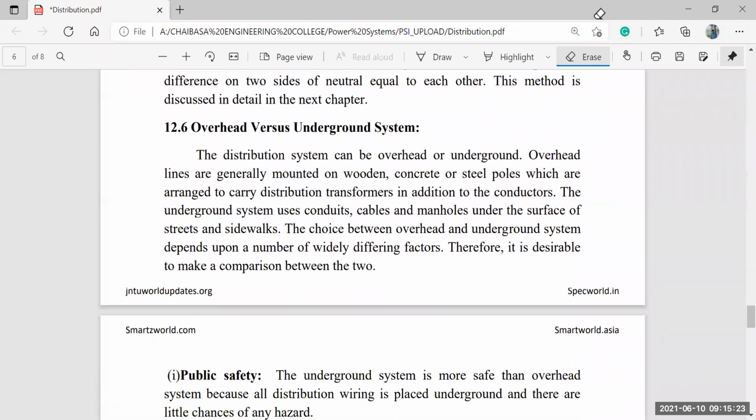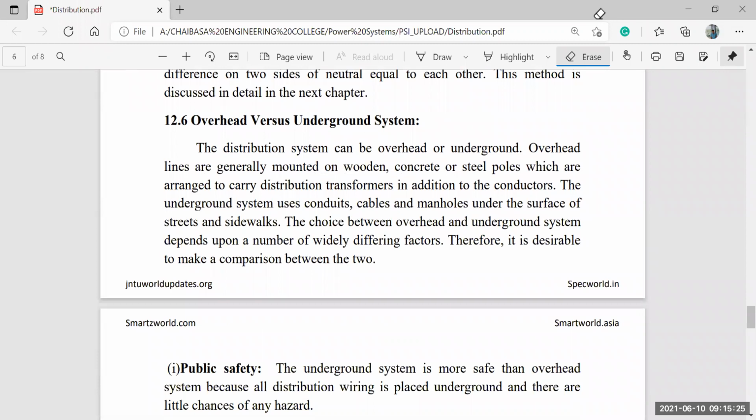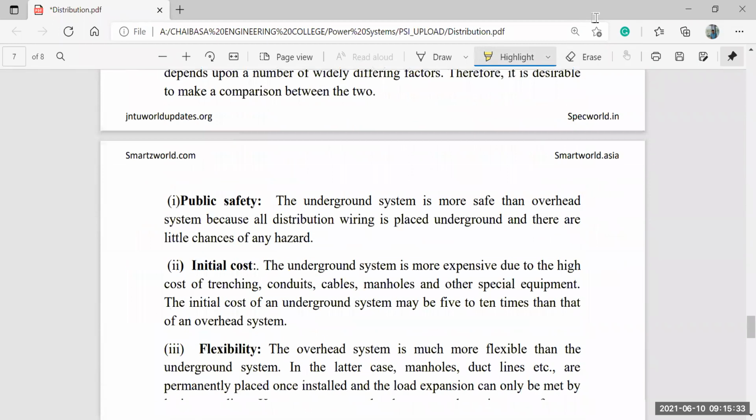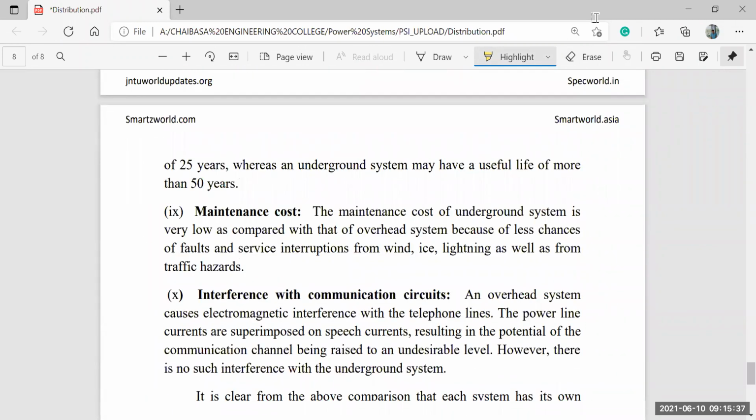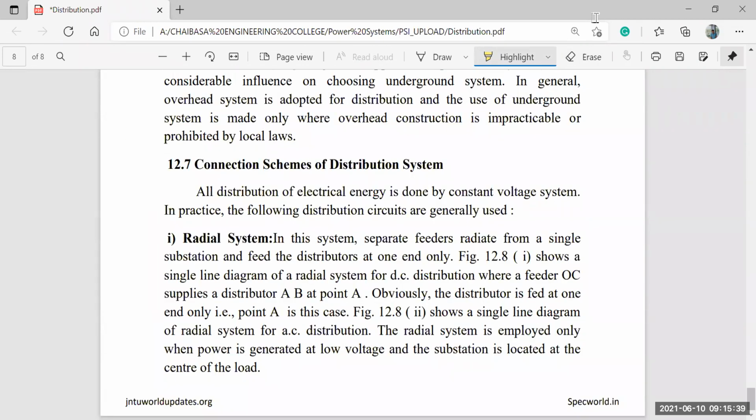Okay, we'll come into this particular point later. Overhead versus underground system, we'll study in more detail. Let's go into the AC part. That is your next segment.